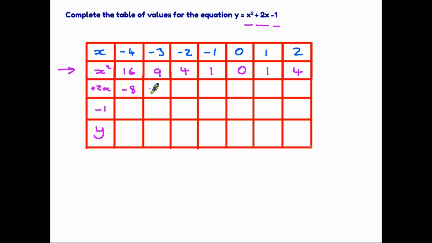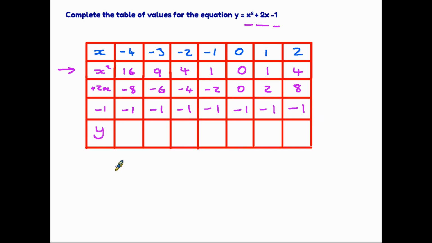2 times minus 3 is minus 6. 2 times minus 2 is minus 4. 2 times minus 1 is minus 2. 2 times 0, 2 times 1, and 2 times 4. The next part of the equation is the simplest. It's minus 1. So we simply insert minus 1 all the way across for each value.